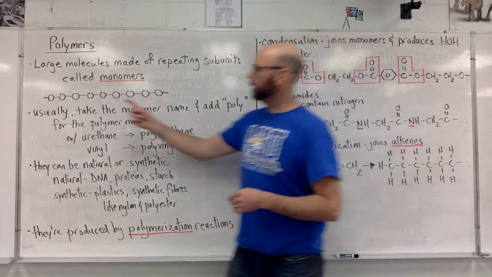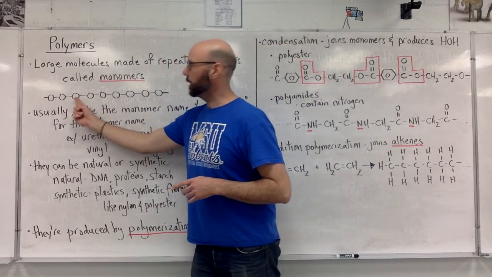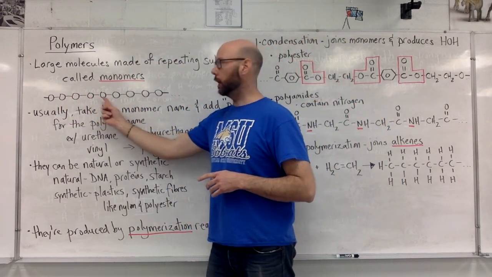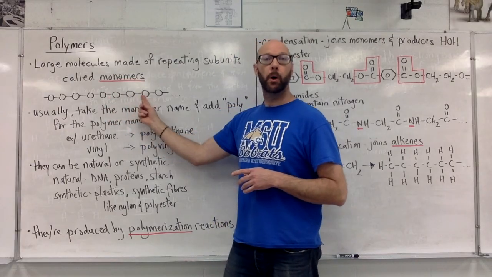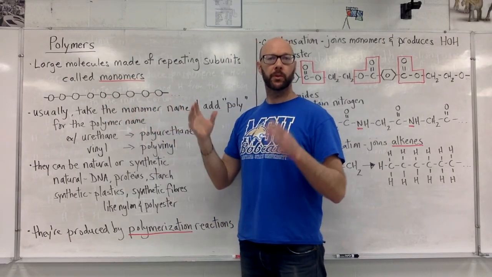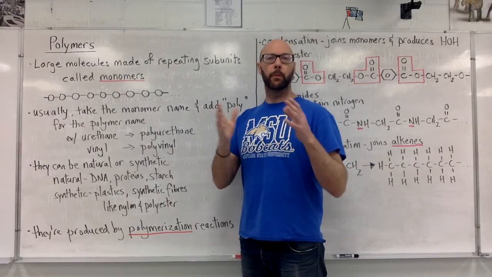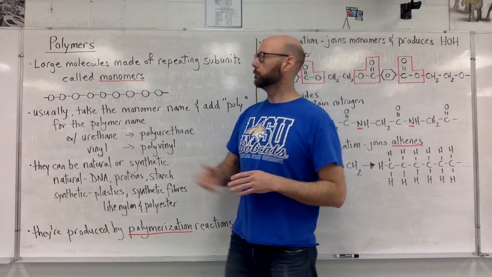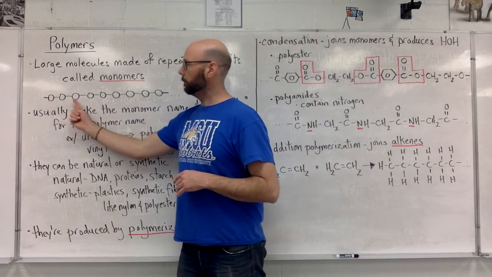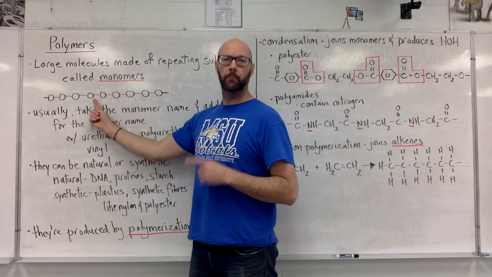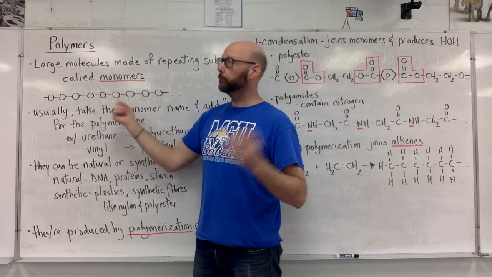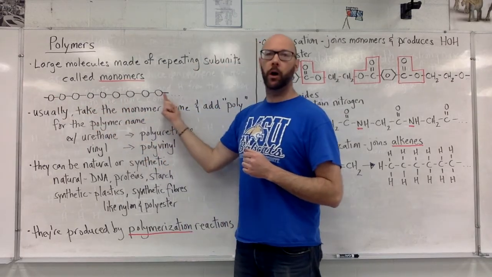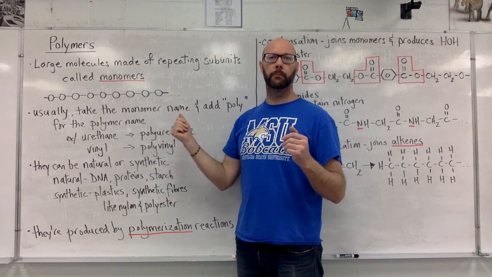Today, polymers. A polymer is a large molecule made of repeating subunits called monomers. For example, here's a repeating subunit. It could be a large molecule or a small molecule. The point is, it's one molecule that repeats over and over again. Each individual one is a monomer, one monomer. But the whole thing, when they're all assembled together, is a polymer.